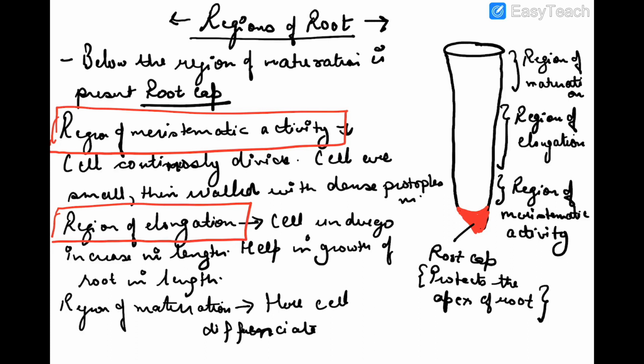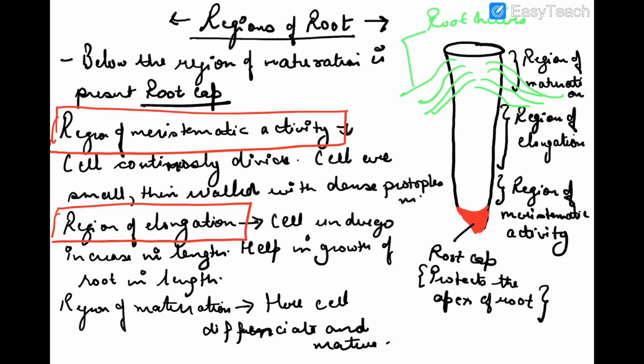Here cells differentiate and mature. Now, present over the region of maturation are epidermal cell elongations, and these epidermal cell elongations are known as root hairs. So root hairs are present in the region of maturation, and they are epidermal cell elongations, and they help in absorption of water and mineral from the soil.